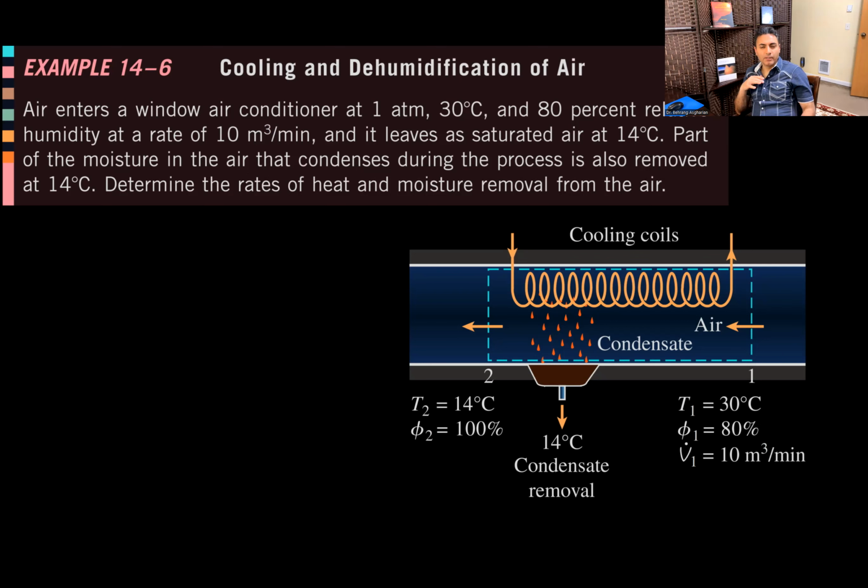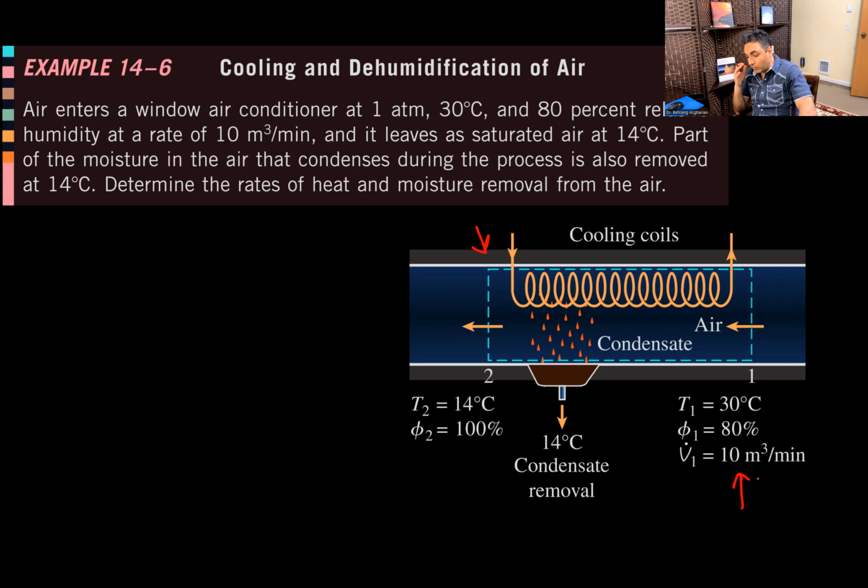Okay, so when you look at this problem, we have a control volume that we need to consider. The dashed line that you can see here is the control volume, right? The blue dashed line is the control volume. At the inlet, this is the condition. We have the temperature of air, 30 degrees Celsius, and 80% relative humidity. And you have the volume flow rate, okay, cool.